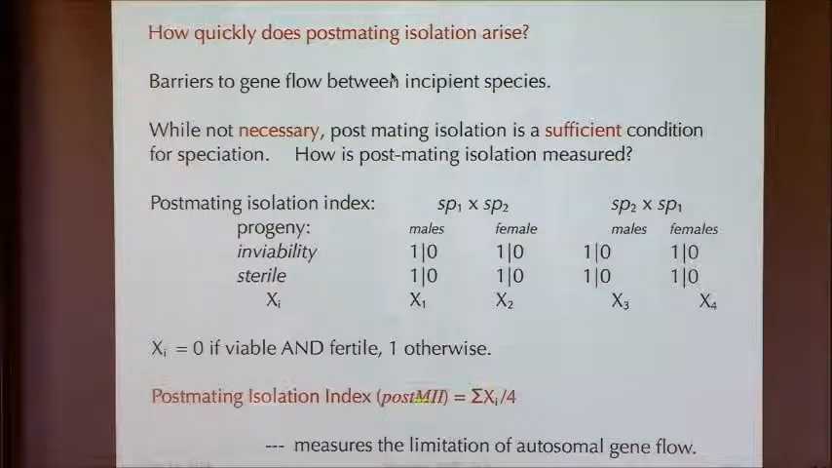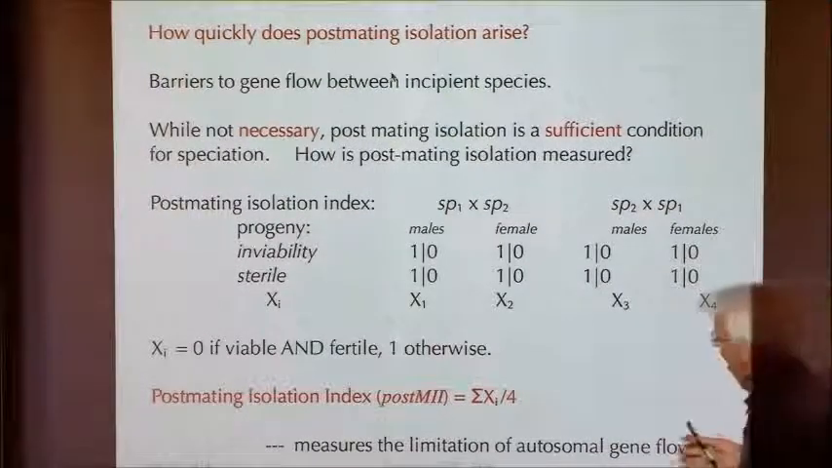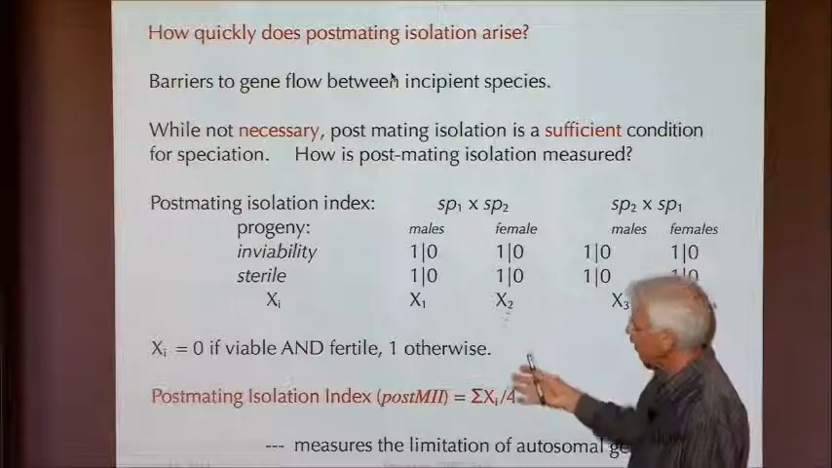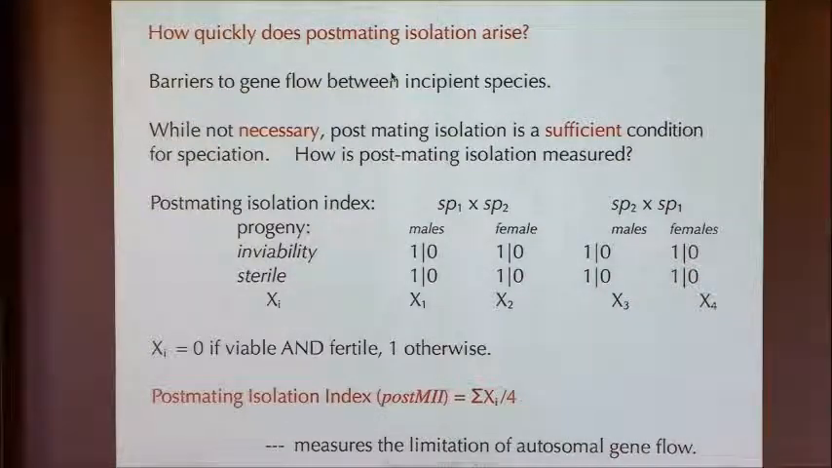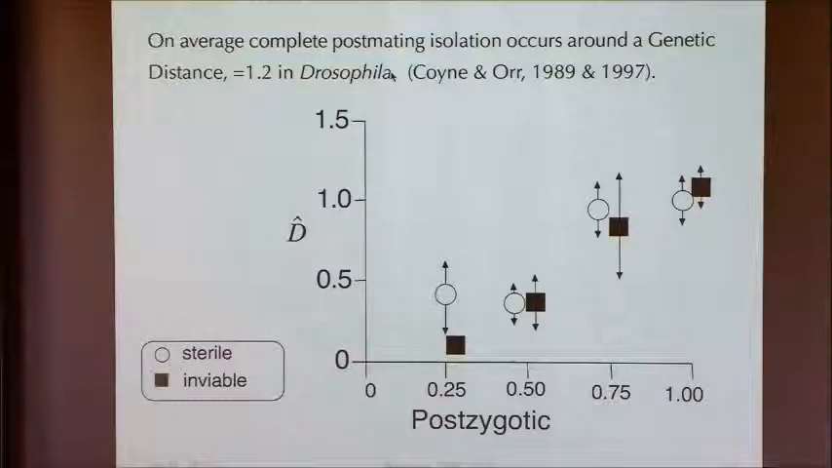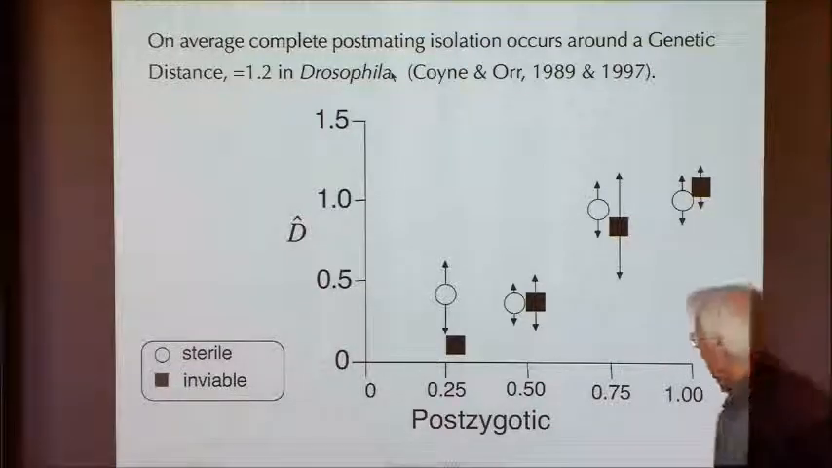And then they have a measure, the post-mating isolation mechanism index. That's what they call it. So this is just to capture the amount of gene flow in a qualitative, or semi-quantitative way, I guess is what they're saying. And this is what's used on an extensive amount of data in Drosophila and other systems. And so this is this index right here.